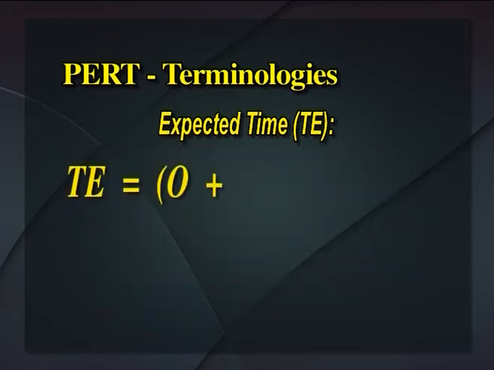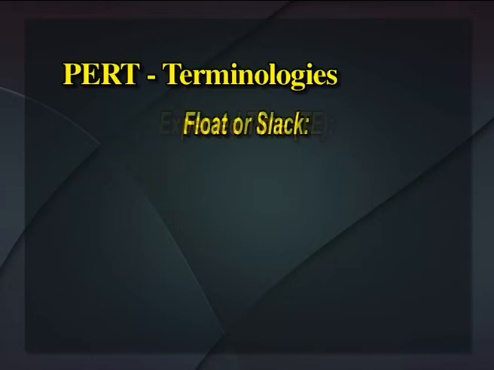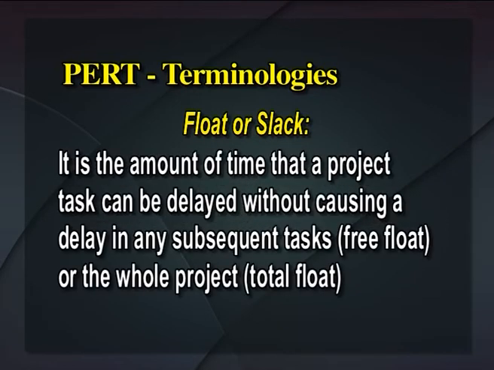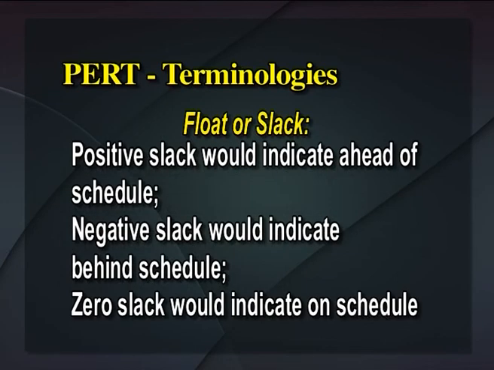TE is equal to (O plus 4M plus P) divided by 6. Next is the float or slack. It is a measure of the excess time and resources available to complete a task. It is the amount of time that a project task can be delayed without causing a delay in any subsequent tasks, that is free float, or the whole project, that is total float. Positive slack would indicate ahead of schedule, negative slack would indicate behind schedule, and zero slack would indicate on schedule.